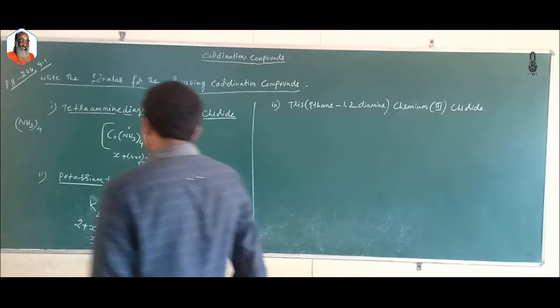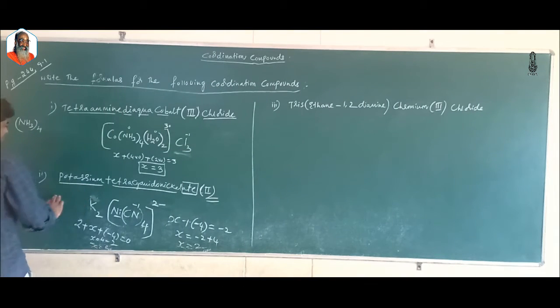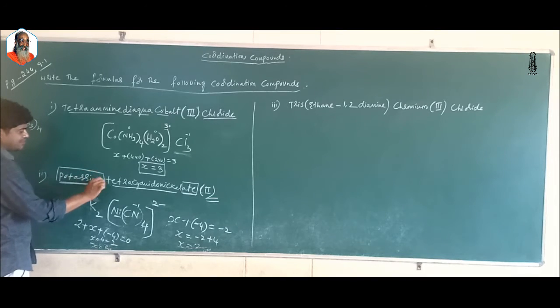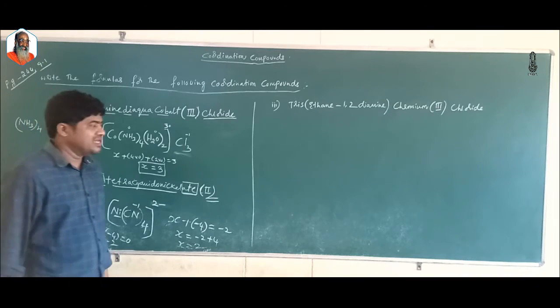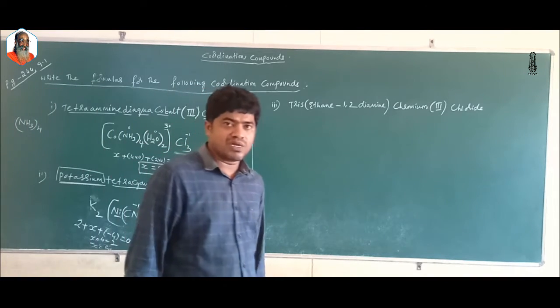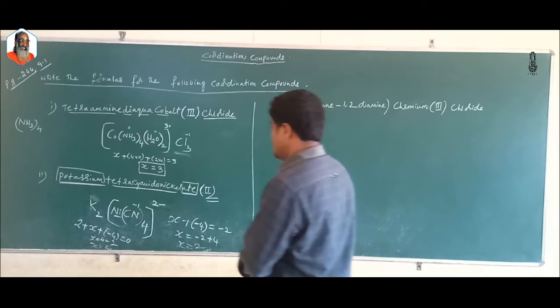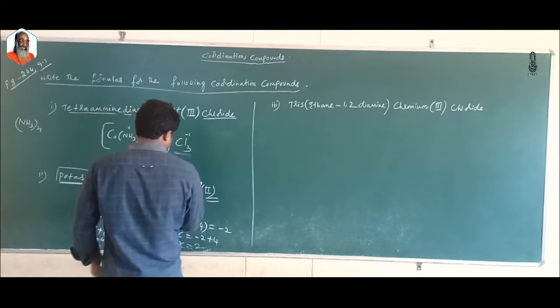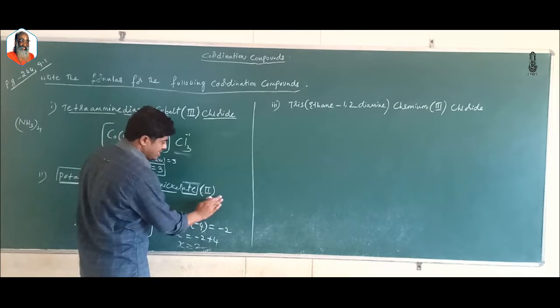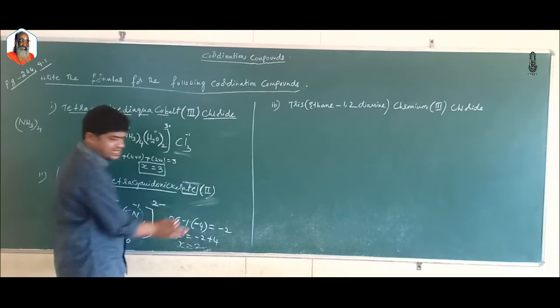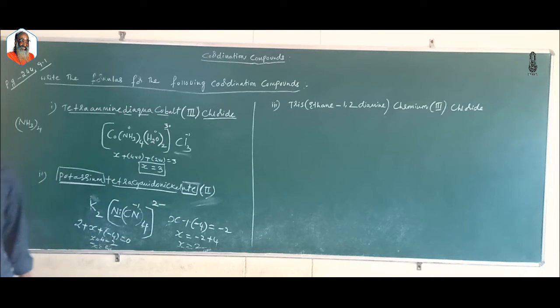So how do you know this potassium ion is present outside the coordination sphere? Always the cation is named first. Cation is named first while naming the formula. From this you can come to know there are potassium ions outside the coordination sphere. And nickel oxidation state is what here? 2 it is. Nickel oxidation state is 2.